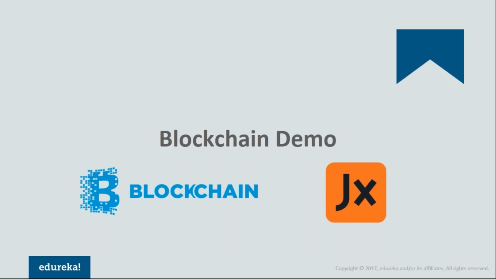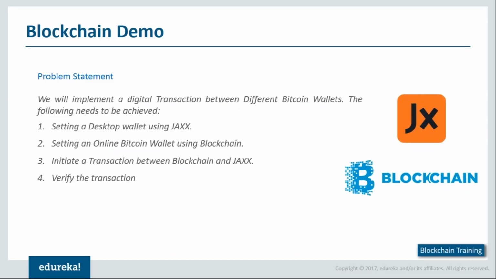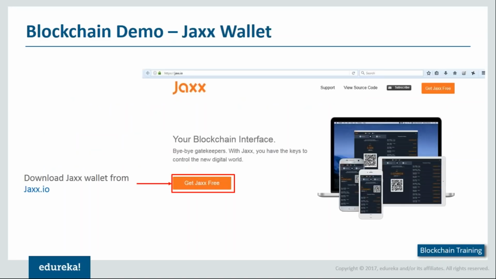Now let's move forward to the last topic of today's session, that is the blockchain demo. What we need to do is implement a digital transaction between different Bitcoin wallets. We first need to set up one desktop wallet, that is Jaxx, as well as one online Bitcoin wallet, that is Blockchain. Once you've established these two wallets, we are going to perform a transaction between both of them, and then finally we'll verify. Okay. First, set up your desktop wallet Jaxx.